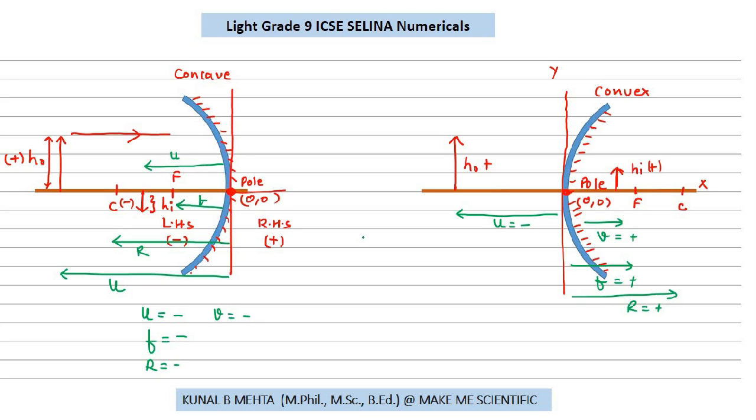If it is a real image, it will be in front of the mirror in case of concave mirror, and it will be regarded as negative. If the mirror is convex and if it is a virtual image, it will be formed behind the mirror and the image distance will always be positive. So taking these things in mind, we shall move ahead and understand the numericals.